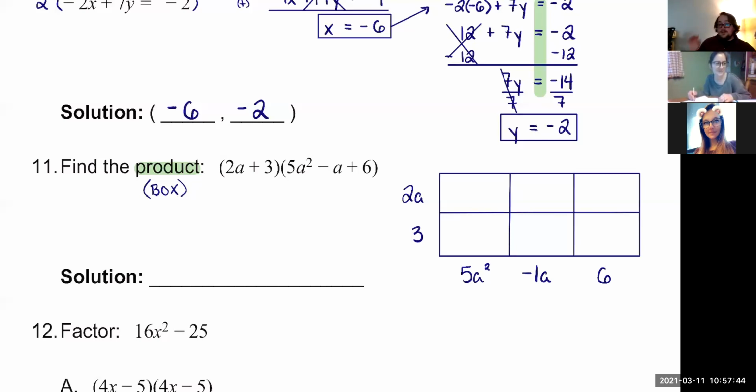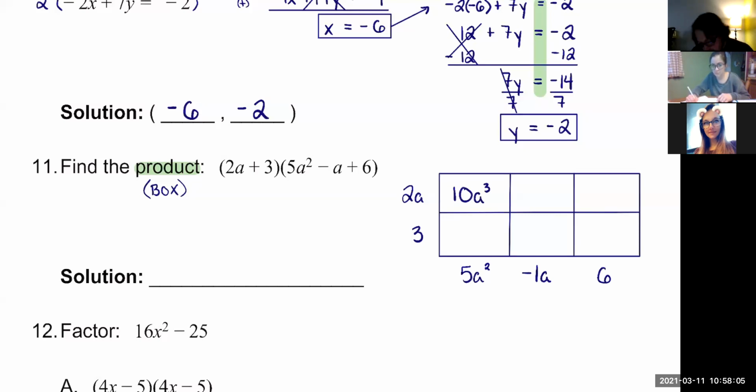Then all that's left to do is to fill each of these sections by multiplying whichever row I'm in by whichever column I'm in. And I like to just start in the top left corner because it's like reading a book. So starting at the top left, 2a times 5a squared. 10a squared. Almost. 10a to the third.